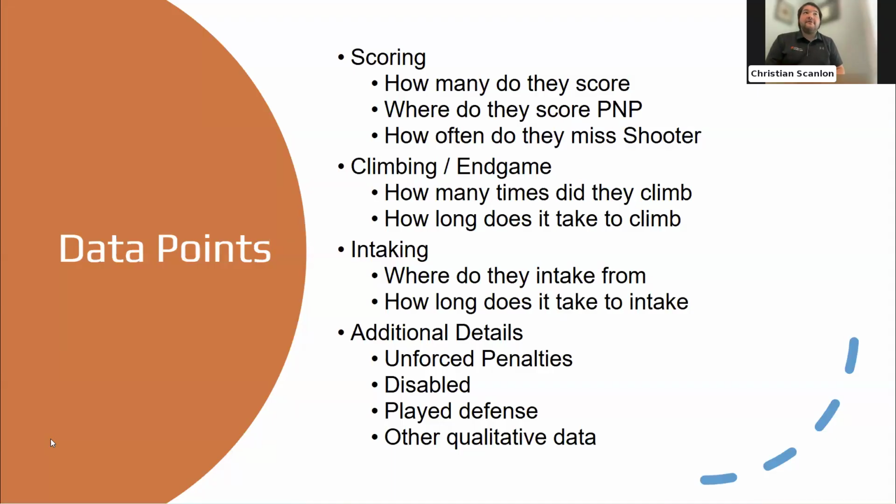If you have a lot of data that you're trying to collect, if you're with a very, very large team, 8866 comes to mind off the top of my head traditionally, you might even consider doing 2 or even 3 people at a time per robot. You can use multiple data points and check the accuracy.